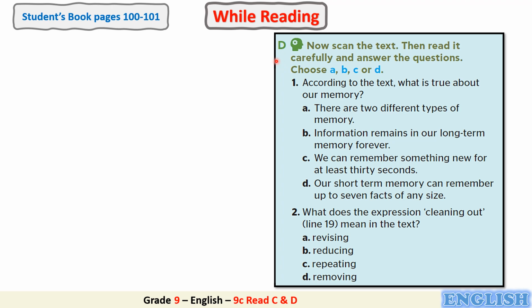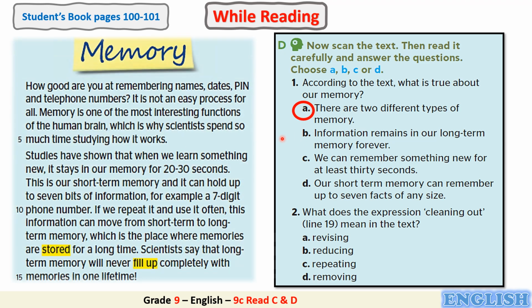Now, after scanning the text, let's check your answers. Number 1. According to the text, what is true about our memory? Very good, my students. It's A. There are 2 different types of memory. Now, can you find a clue in the text to justify your answer?